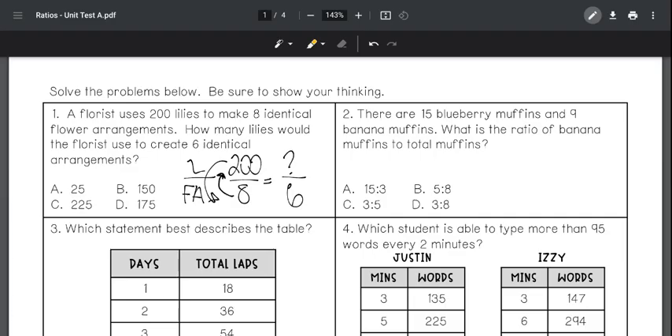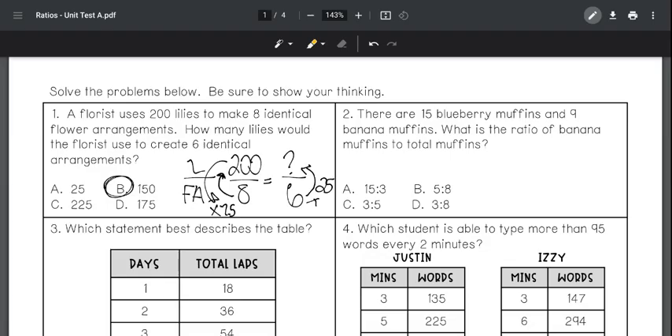So I did guess and check for multiplication, and I found out that 25 times 8 gives us 200. So our scale factor is going to be multiplying by 25. So that means to figure out how many lilies we use for 6 arrangements, we have to do 25 times 6. Okay, when you solve that, you end up getting 150, which is B.